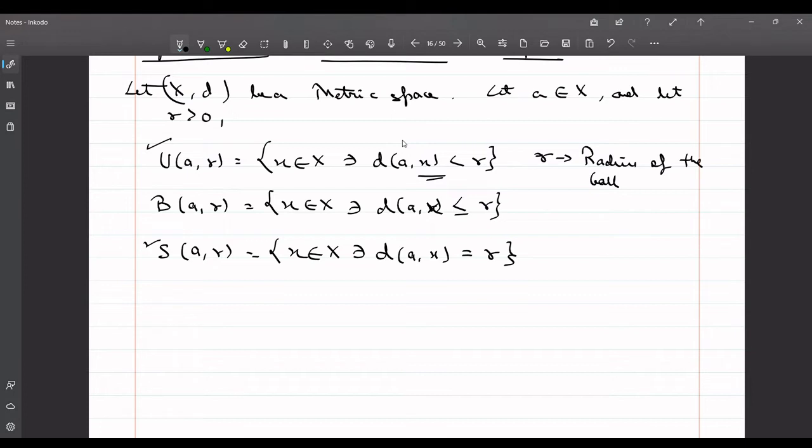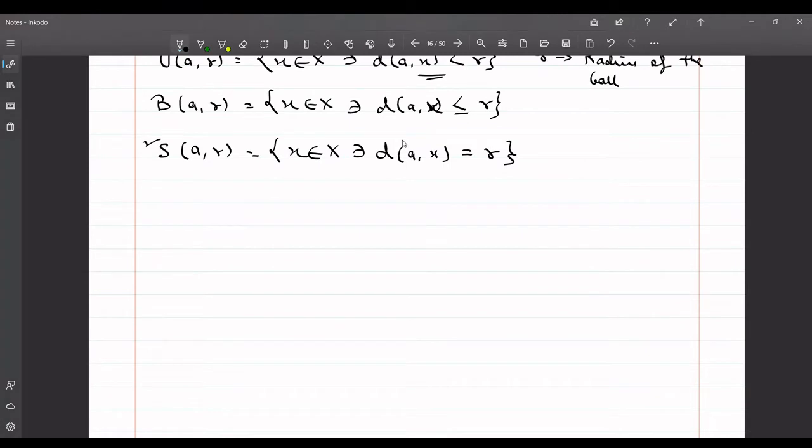Okay, to support your imagination, let us first take an example of this concept, and then we will understand the other things. Very simple to understand. Suppose we talk about the R2 metric space with the Euclidean metric.